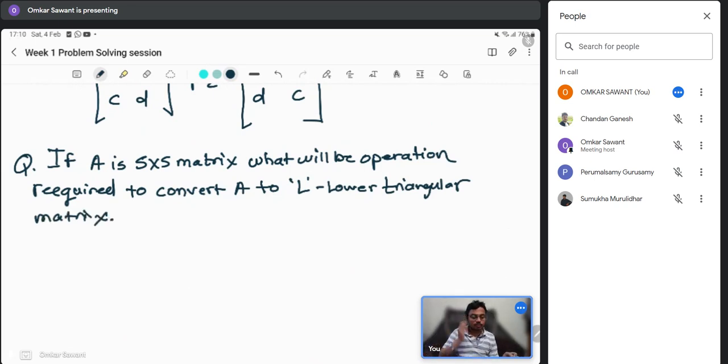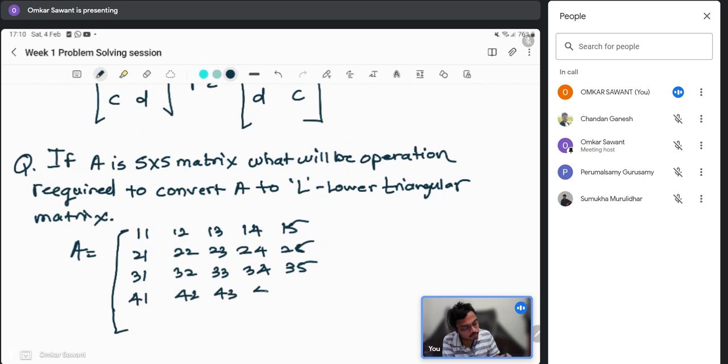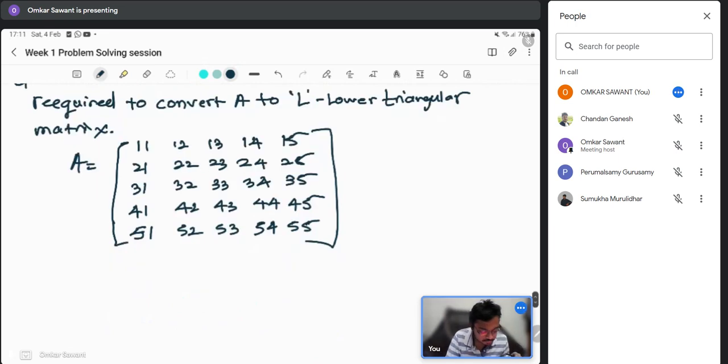A 5 by 5 means there will be 11, 12, 13, 14, 15, 21, 22, 23, 24, 25, 31, 32, 33, 34, 35, 41, 42, 43, 44, 45, and 51, 52, 53, 54, 55. Are you guys following me? Tell me, if you want to do row echelon form, what you have to do? You have to make all these 1, the rest of this 0, and these are pivots, correct?